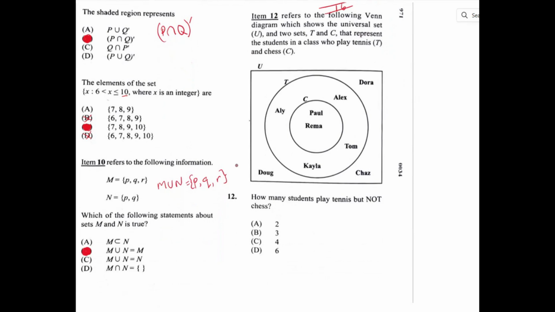If you are playing tennis, you are in the tennis circle. That's Ali, Alex, Kayla, and Tom. And inside the C circle, the chess circle, are Paul and Rima. So Paul and Rima play chess and tennis. But Ali, Kayla, Tom, and Alex don't play chess. They only play tennis. That's why their names are not in the center. So that's 4 people. They are in the tennis circle, but not in the chess circle. Why am I keep saying cricket? Chess, sorry.